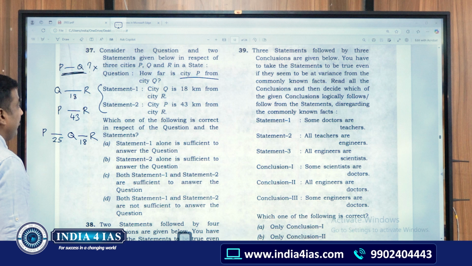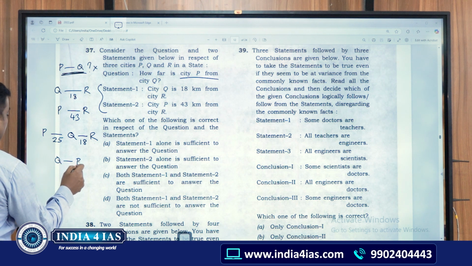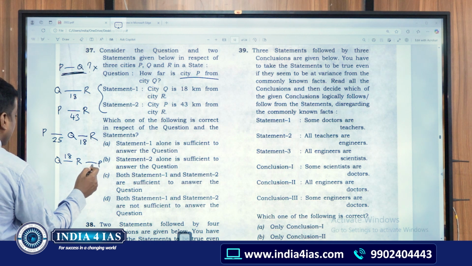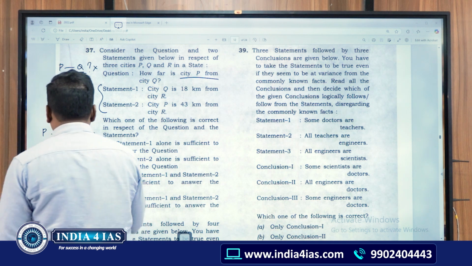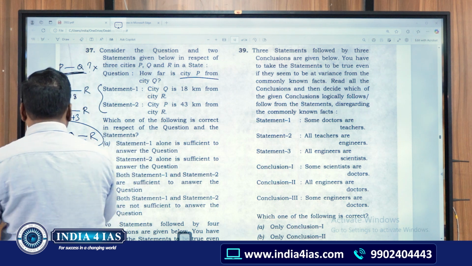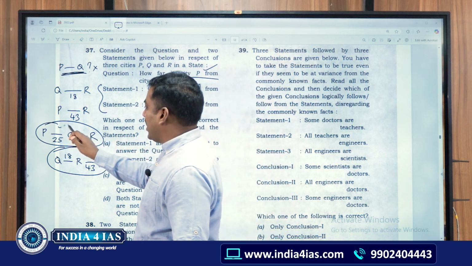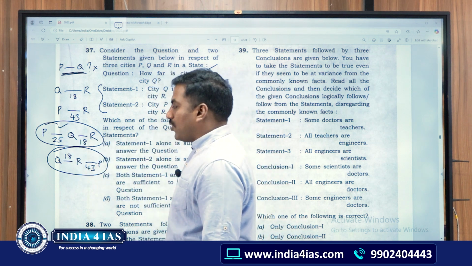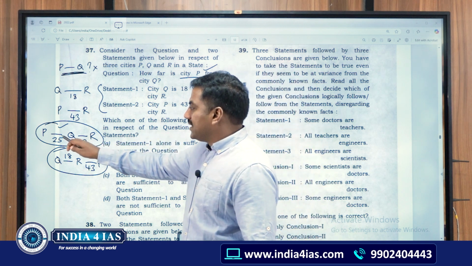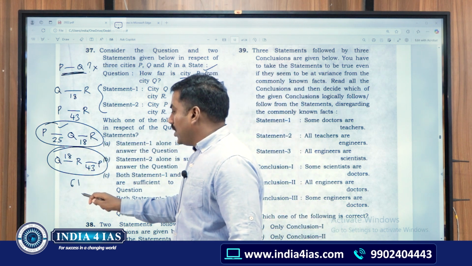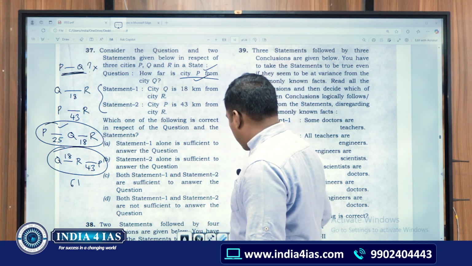But this is not the only way that I can write. So if Q and R is 18, then P and R can be 43. So these are 2 ways of representing. So here they are asking how far is P from Q. In this case 25. In this case 18 plus 43, that is 61. Can I answer how far? I am getting 2 answers. One is 25, one is 61. So I cannot answer even by using both the statements.